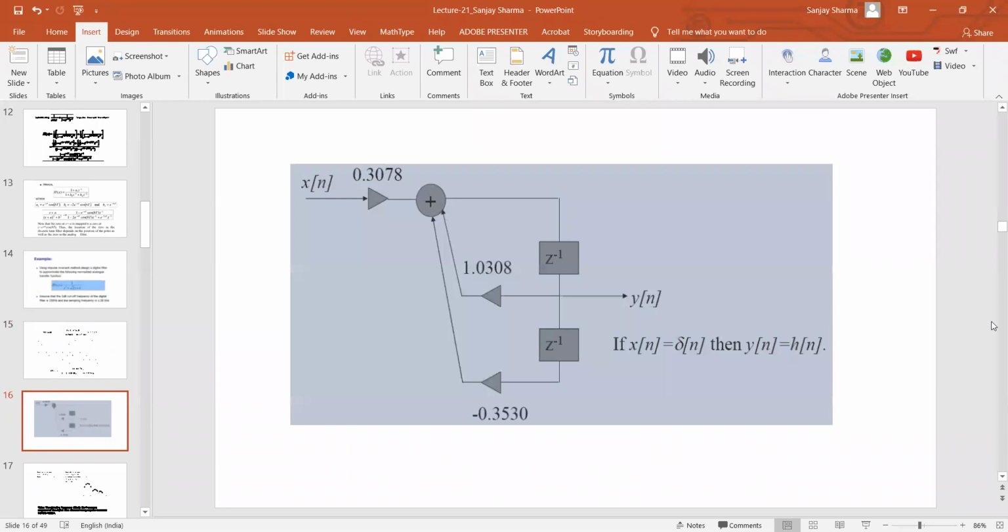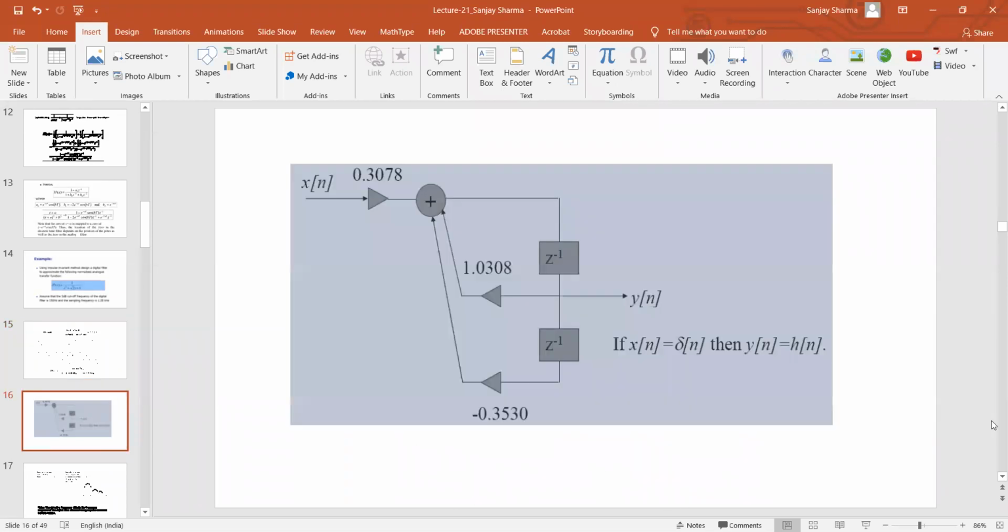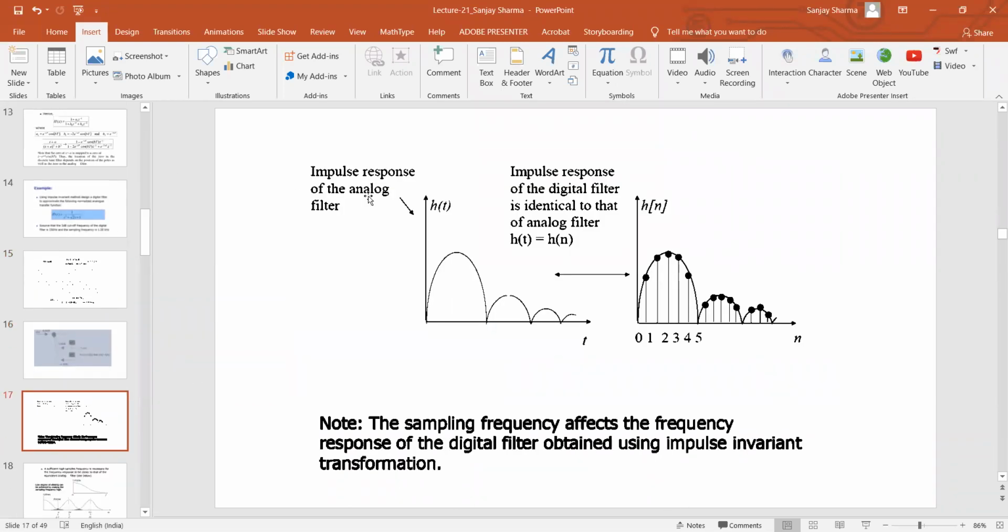Otherwise, the structure in the impulse invariant method, we have obtained from where? From this H(z) system function. So we can draw the structure also. So the crux of the matter is, this is h(t) given, we sample it. The problem in the impulse invariant method is that the sampling frequency affects the frequency response of the digital filter obtained, and there is the problem of aliasing.